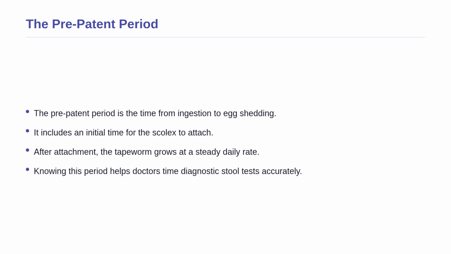This period includes an initial time for the Cysticercus scolex to evaginate and attach to the intestinal wall. After attachment, the worm grows at a steady rate until it reaches maturity. Understanding this timeline is crucial because it helps doctors know exactly when to test a patient's stool after a suspected exposure.